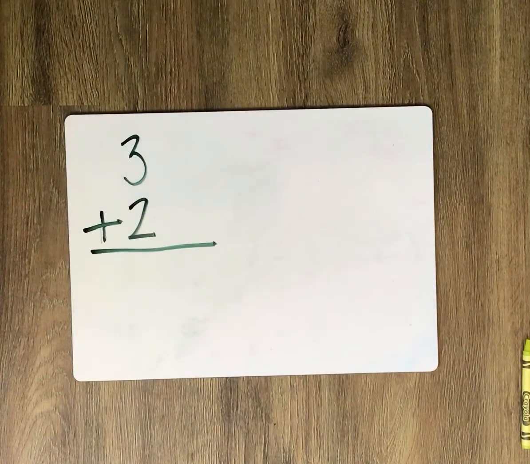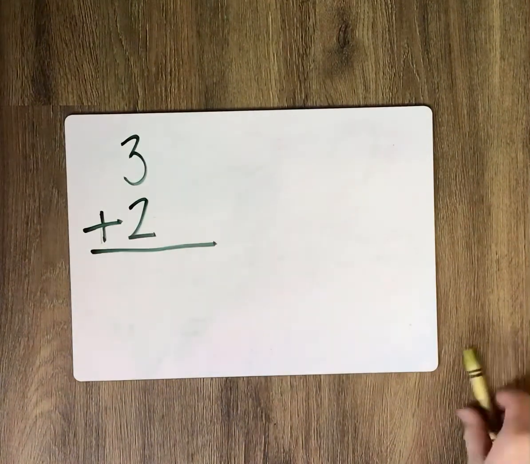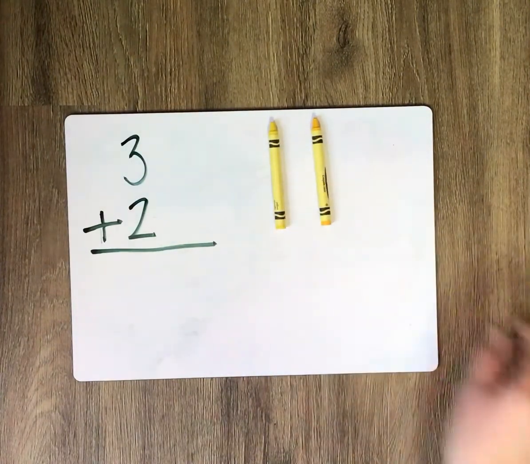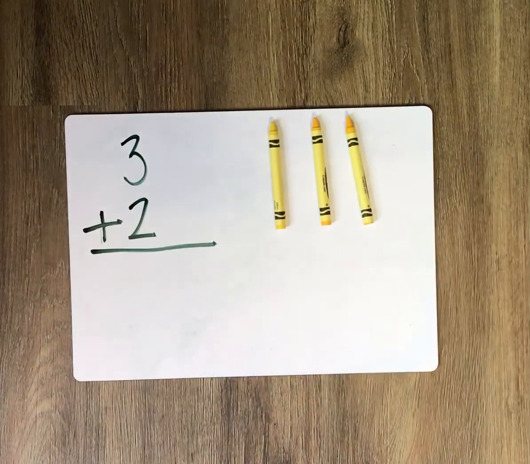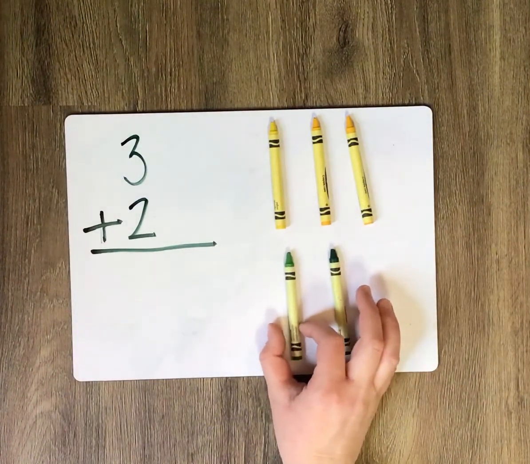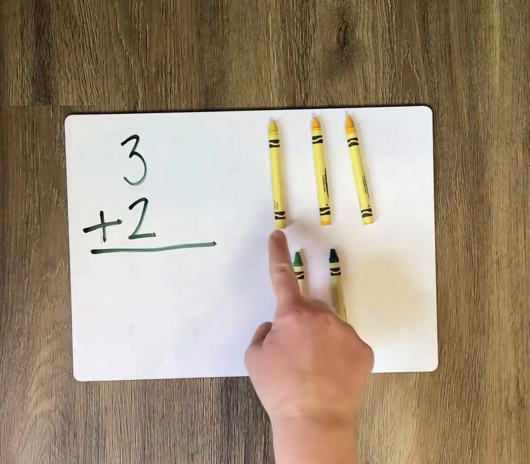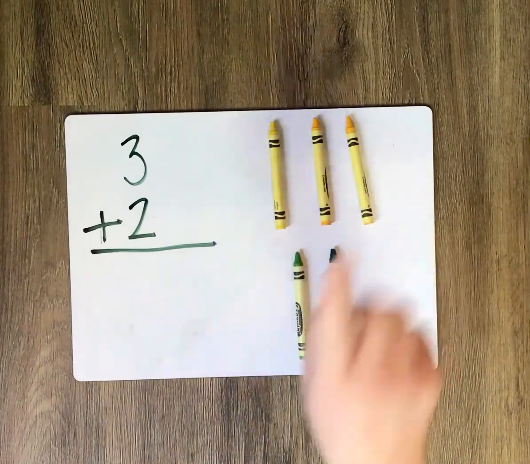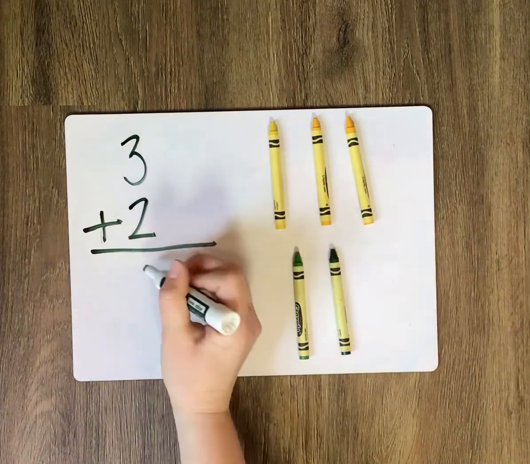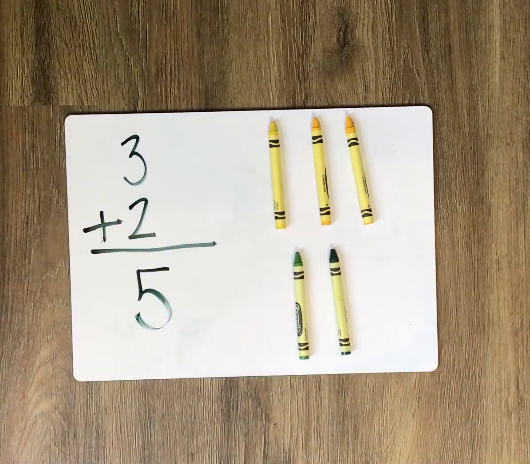Well, you know what? I'm not sure what 3 plus 2 is, so I'm going to use some crayons to help me. So I have 3 yellow freeze pops and 2 green freeze pops. I want to know how many freeze pops I have all together. So I want you to count with me. 1, 2, 3, 4, 5. Okay, if you said that there were 5 freeze pops all together, you were correct. 3 plus 2 is 5.